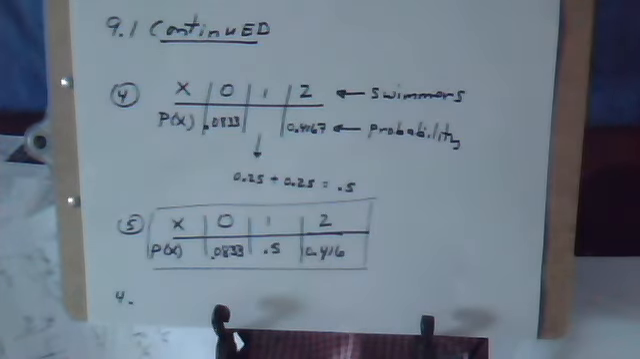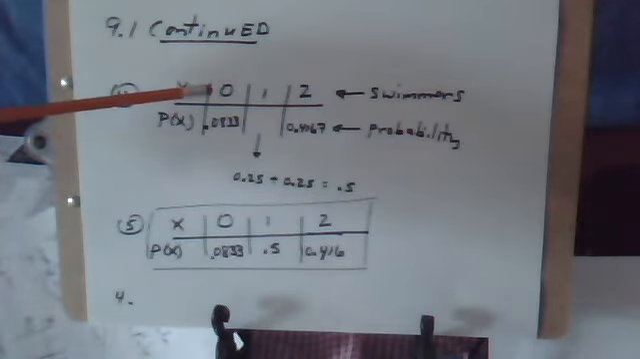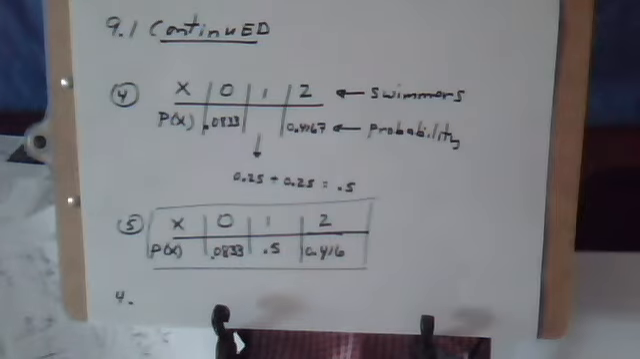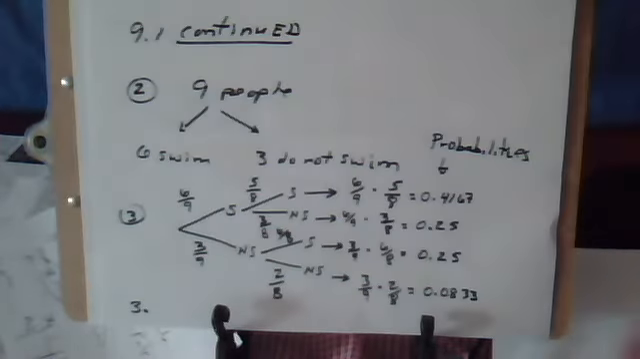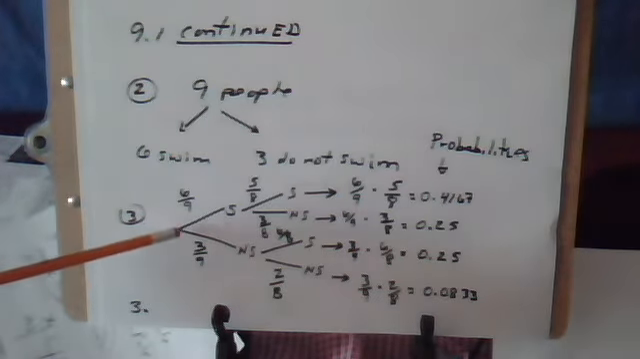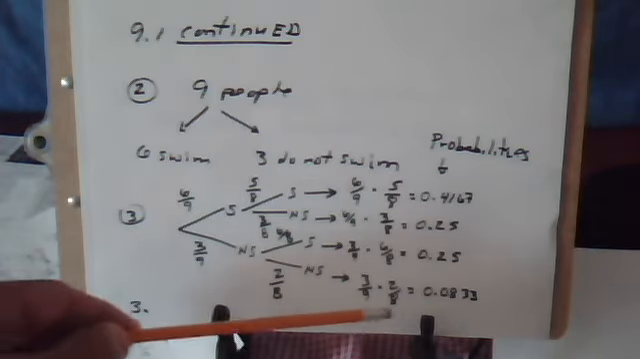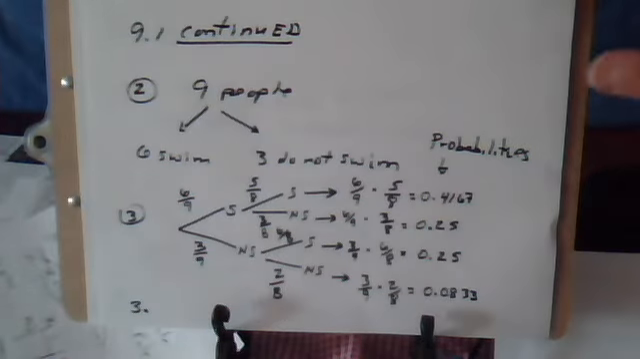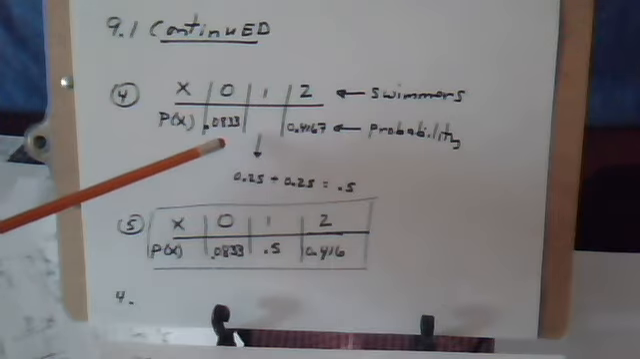Now we set up our probability distribution table. What is the chance that no swimmers will be picked? Well, no swimmers would be this route, no swimmers. That's this probability. So it takes its place right here.